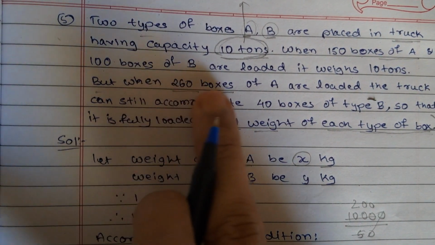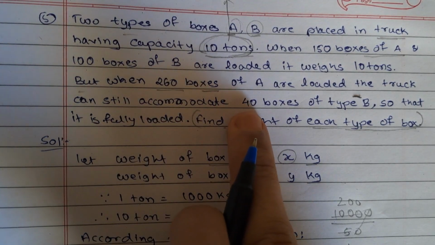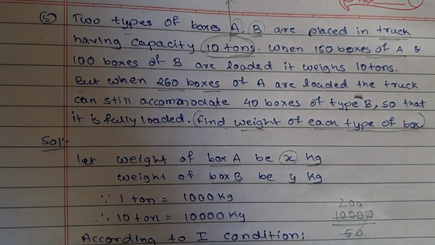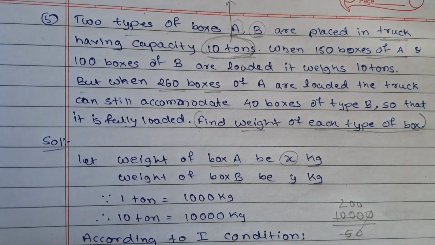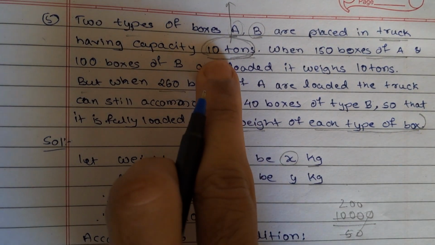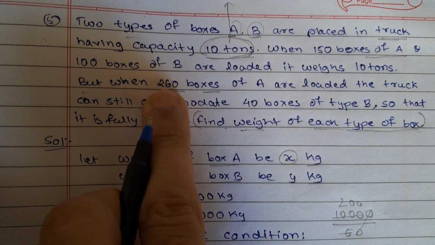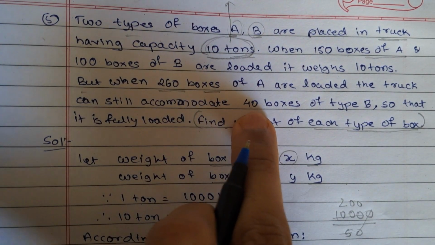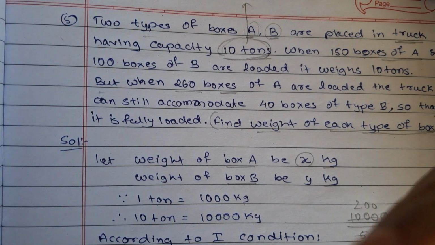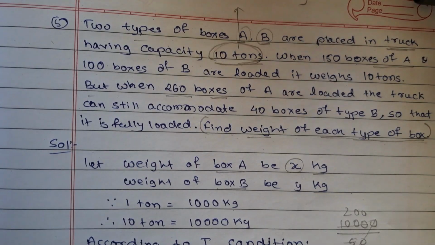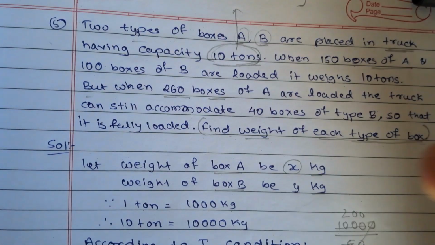When 260 boxes of A are loaded, the truck can still accommodate 40 boxes of type B. That means I can still put 40 boxes of type B so that it is fully loaded. So the truck will be full, and that means it will count up to 10 tons. So 260 boxes of A and 40 boxes of B will fill the truck. By putting these 40 boxes of type B, the truck will become completely occupied, and the complete 10 tons will be satisfied.